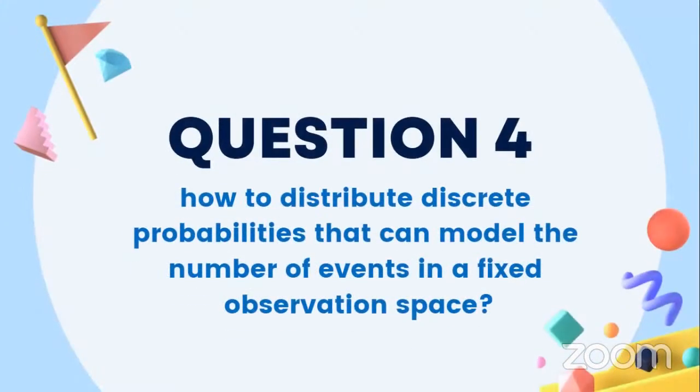Question number 4. How to distribute discrete probabilities that can model the number of events in a fixed observation space? You have 5 minutes to answer the question.